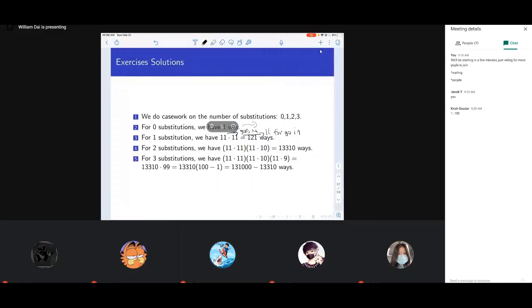Okay, and we do the same process here. There's 11 ways for which player can go out. There's 11 ways for which player can go in. 11 ways for which player can go out again, including the substitute. And then we have 10 substitutes remaining, so we have 10 ways to choose which substitute can go in.